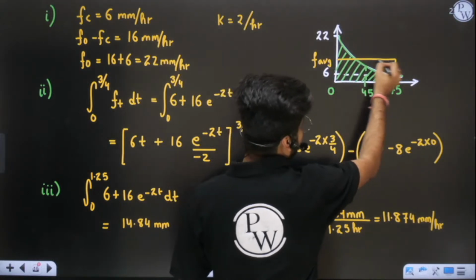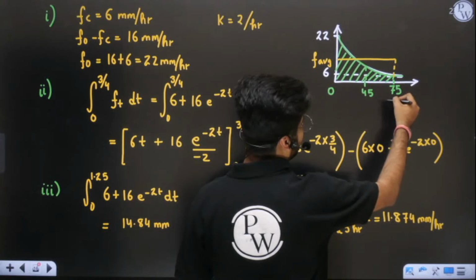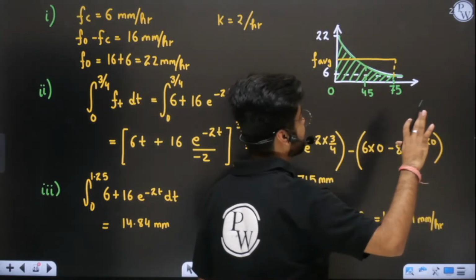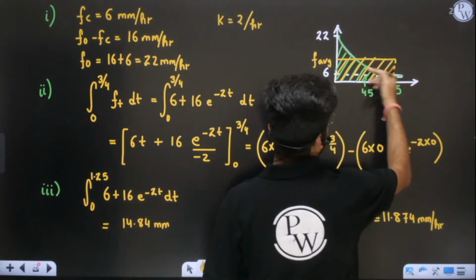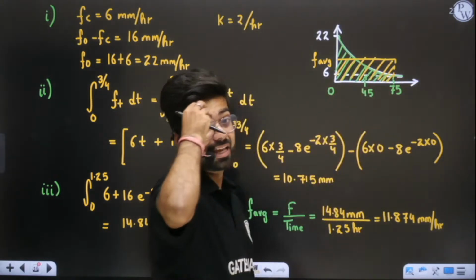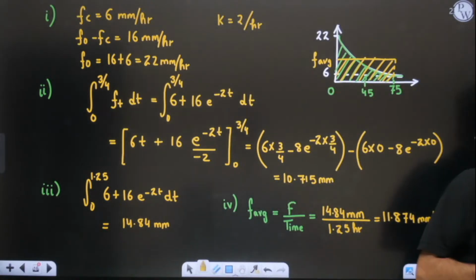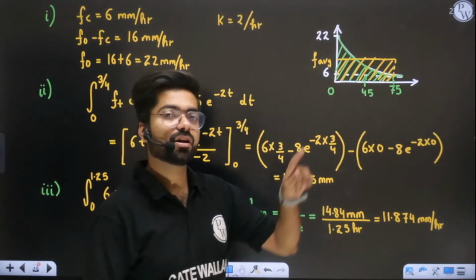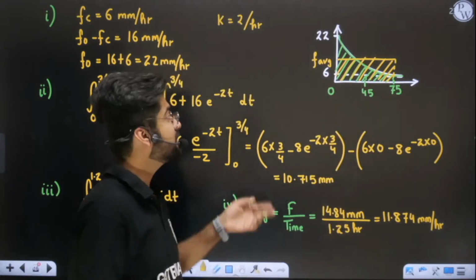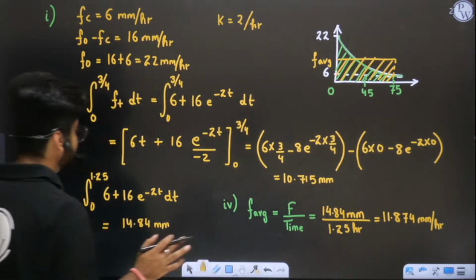If you continue this 11.874, which is constant, for 75 minutes or for 1.25 hours, in exactly the same fashion, then obviously this yellow area and this green area will be the same. Yes or no? Is this clear? So the only difference is that average is a constant value, and in actual practice, you need to understand that infiltration rate is changing. I hope all the concepts are clear to you.